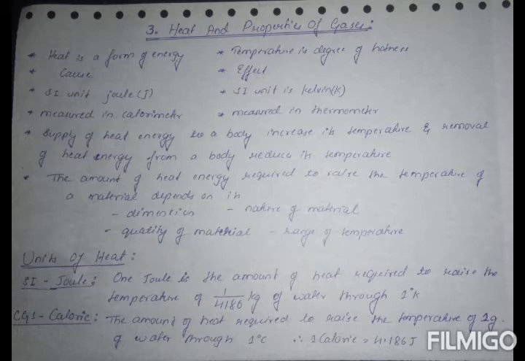And the MKS unit of heat is kilocalorie, which means the amount of heat required to raise the temperature of 1 kg of water through 1 degree Kelvin. Which means taking 1 gram of water and supplying heat to it until its temperature reaches 1 degree Celsius, then the process is called a kilocalorie.